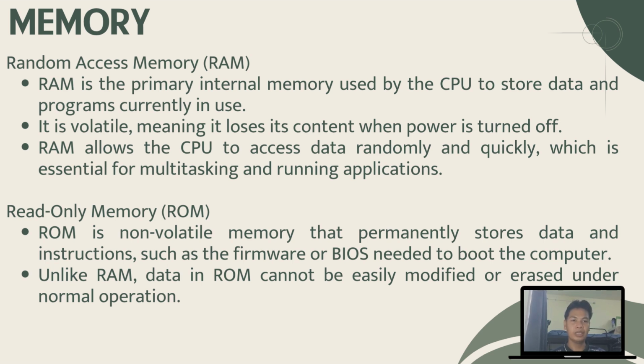The second one is read-only memory, ROM. ROM is non-volatile memory that permanently stores data and instructions such as firmware or BIOS needed to boot the computer. ROM is unlike RAM. Data in ROM cannot be easily modified or erased under normal operation. So examples of ROM are like hard disk or SSD.